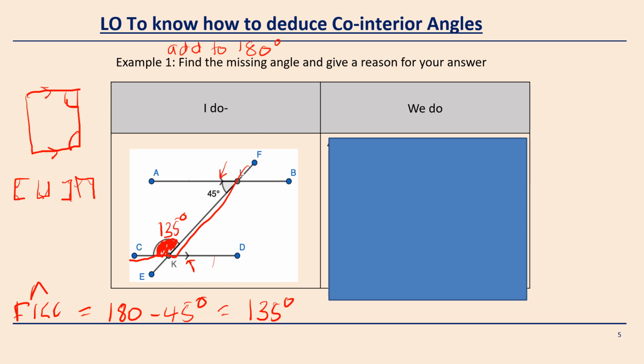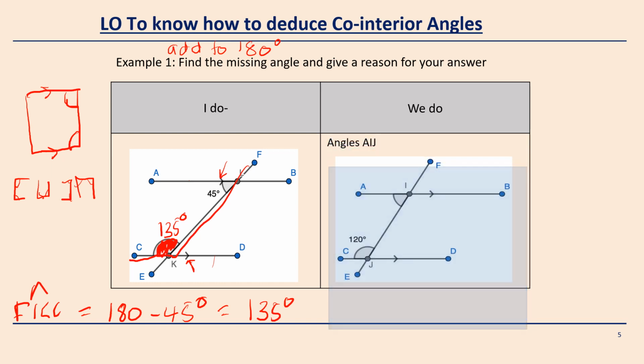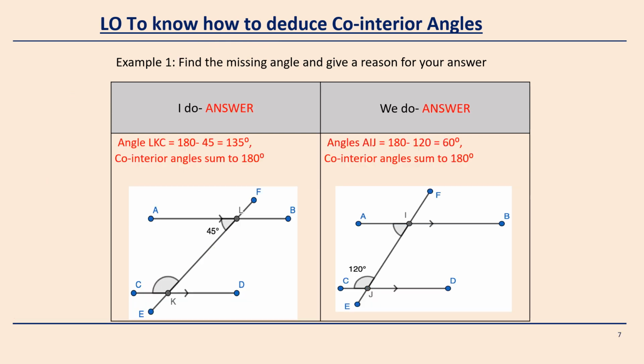Now you have a go at the we do. Pause the video. Okay, 3, 2, 1. There's the answer to the we do. You should have got 60 degrees. 120 and 60 is 180.